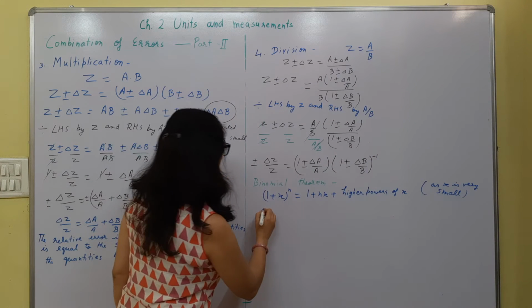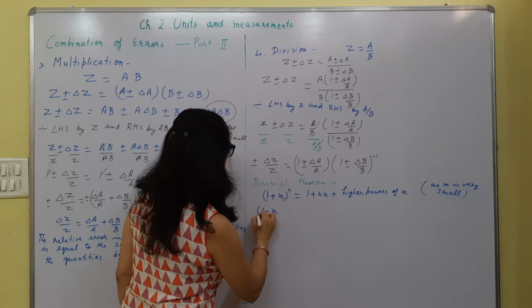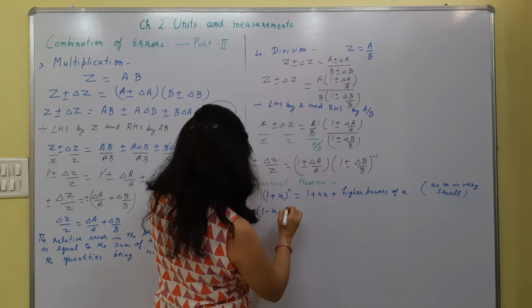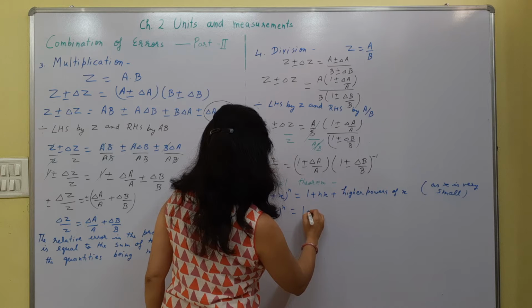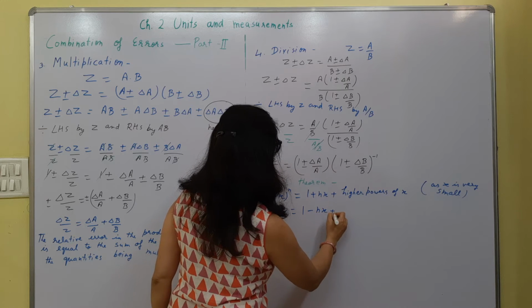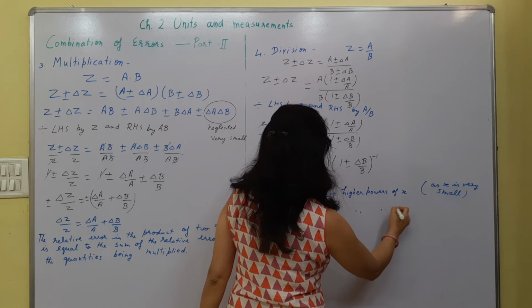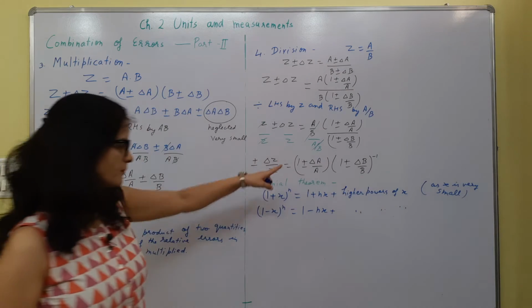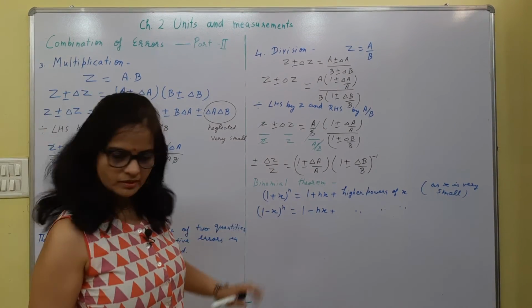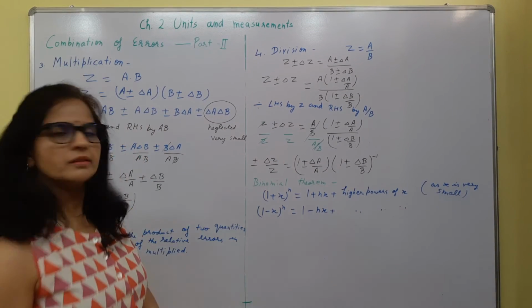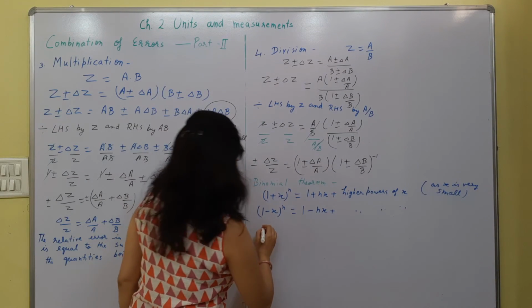Similarly, if we have 1 minus x to the power n, this will be 1 minus nx plus similarly higher powers of x. So for this particular case, we are applying this binomial theorem to the term 1 plus minus delta b upon b.